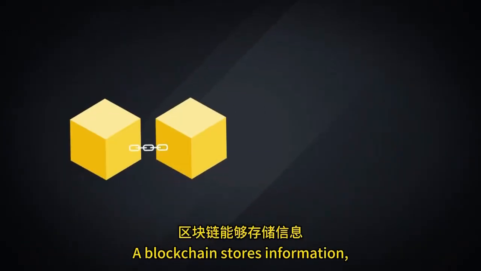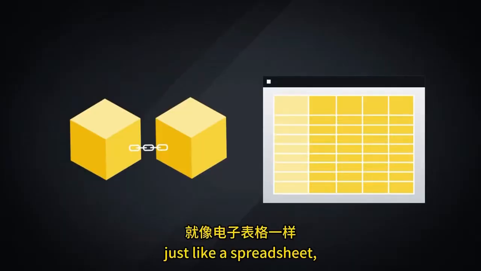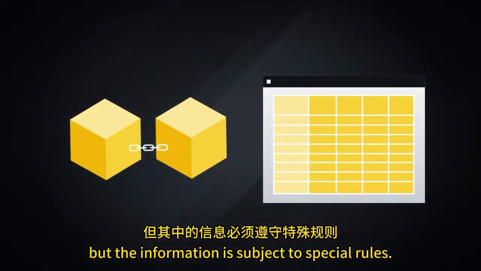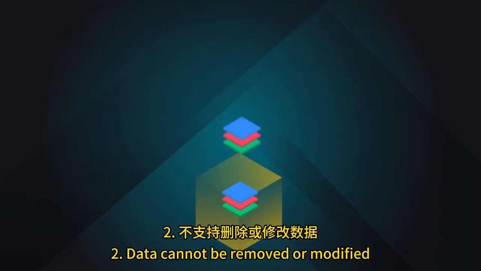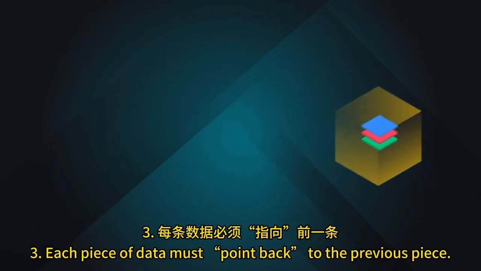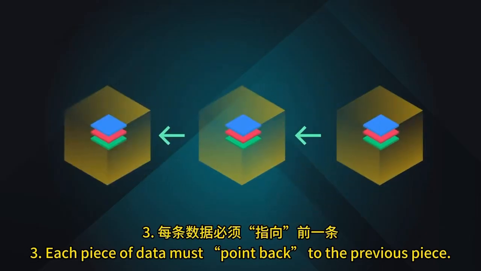A blockchain stores information, just like a spreadsheet, but the information is subject to special rules. The rules are: 1. Data can be added. 2. Data cannot be removed or modified. 3. Each piece of data must point back to the previous piece.